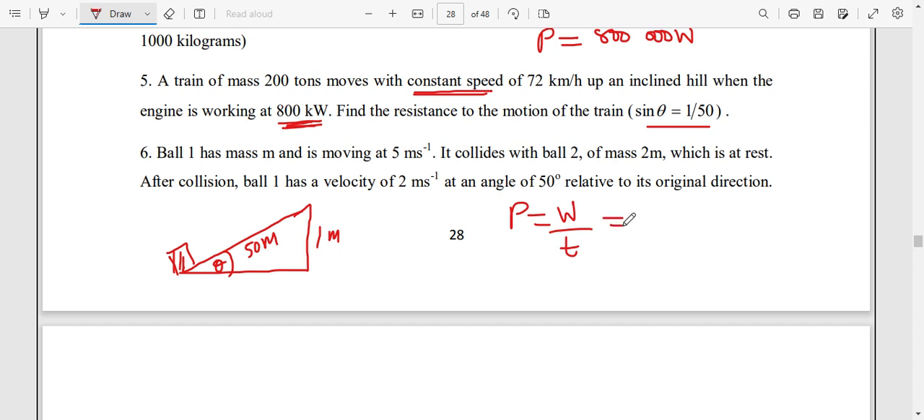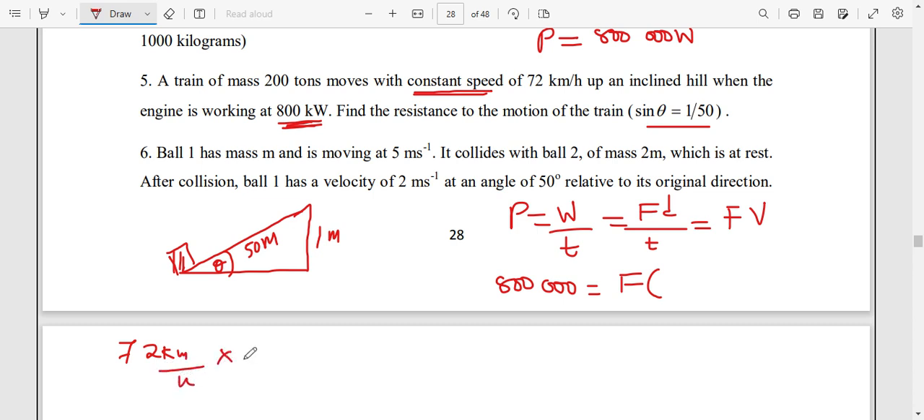At the same time, we know that work is force times distance, and distance over time gives us velocity. So power is force times velocity. The power we've been given is 800,000. That is equal to the force applied, which we don't know, times the velocity of 72 kilometers per hour. Now we need to convert to the right unit. 72 kilometers per hour, multiply, we'll take a kilometer down and then a meter on top.